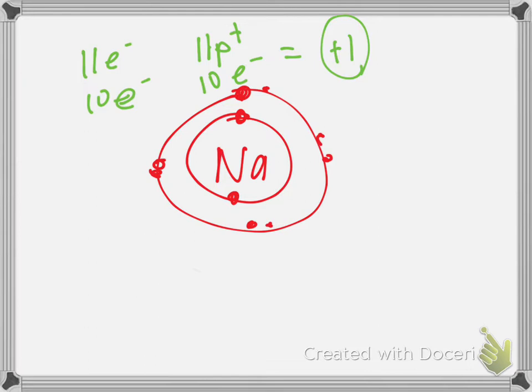So if you look at group 2, they all have 2 valence electrons. So is it easier for them to give away their 2 or to gather in 6? Give away 2, and that leaves them with a +2 charge.